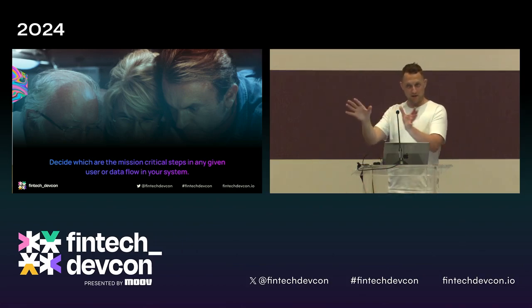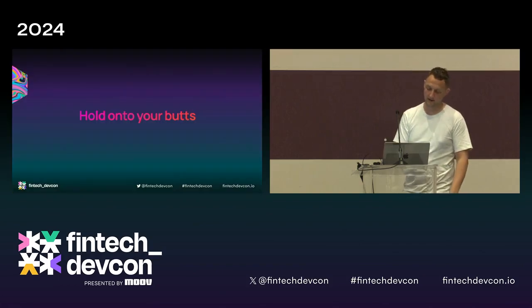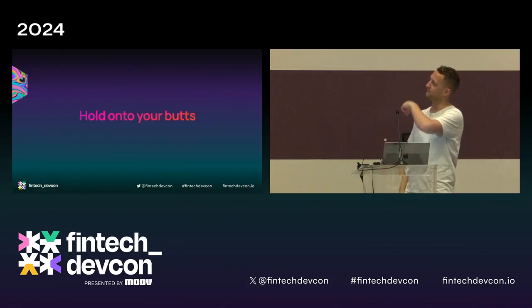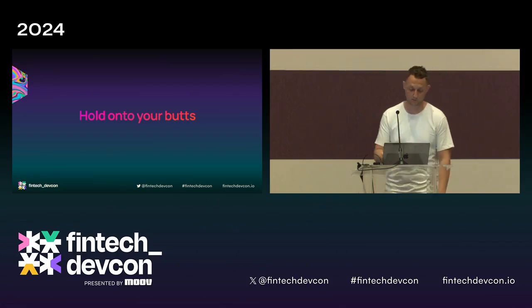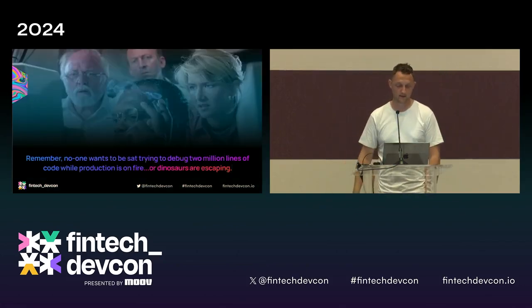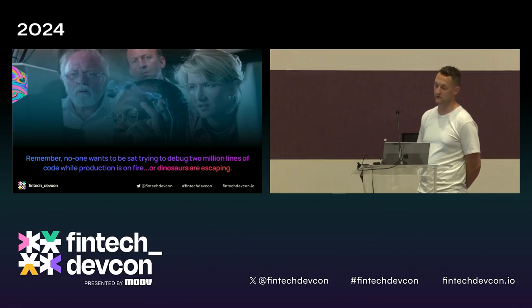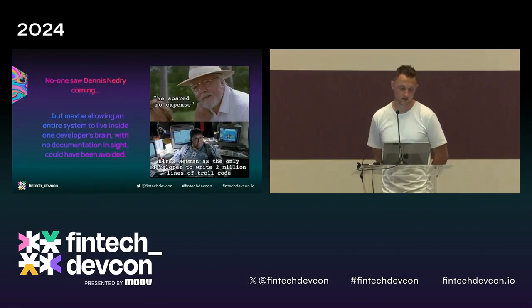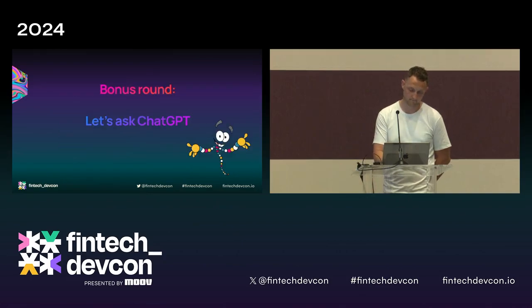Decide in your application which are the most mission critical ones and concentrate all your efforts there. Where does the data go? Where do the words go? And then eventually, hold on to your butts, essentially, which are very wise words. No one wants to be sat trying to debug 2 million lines of code when production is on fire or dinosaurs are escaping. No one saw Dennis Nedry coming, but maybe allowing an entire system to live in one developer's brain with no documentation in sight could have been avoided.